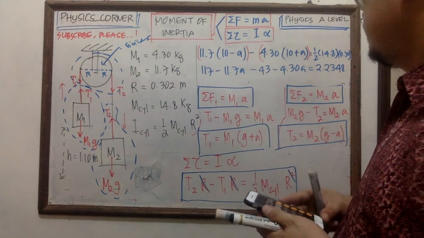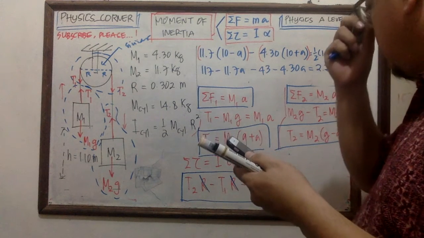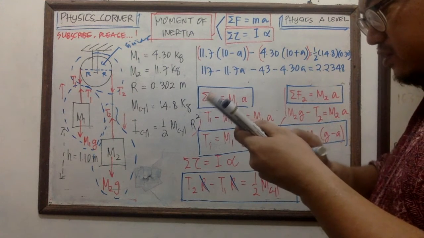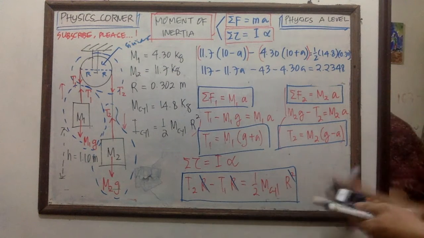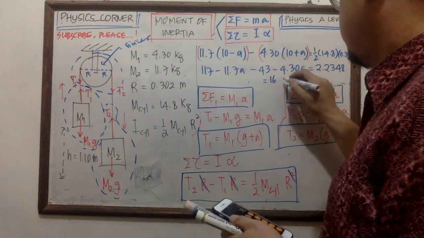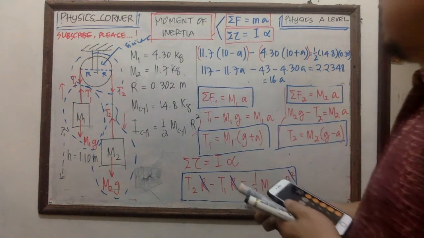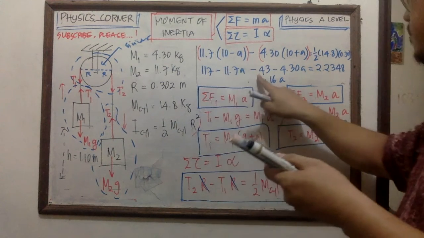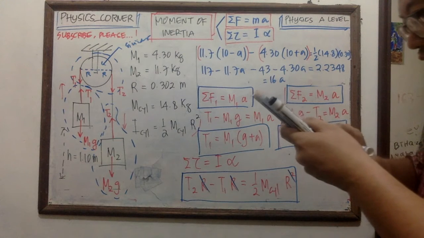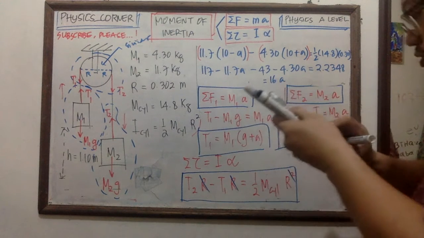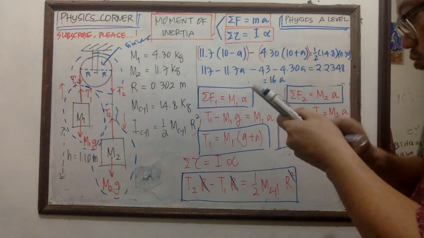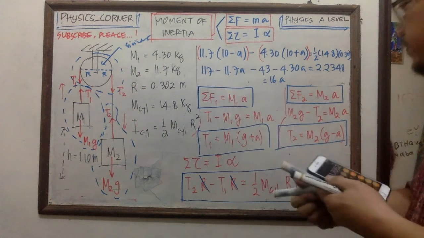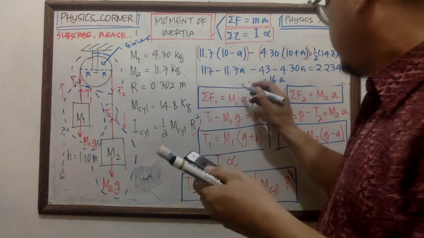11.7, plus 4.3, yes, 16a. 16a equals 117 here, minus 43, and minus also 2.2348. Yes, we have here 7.67.